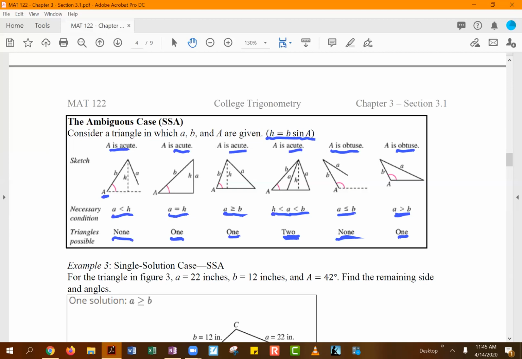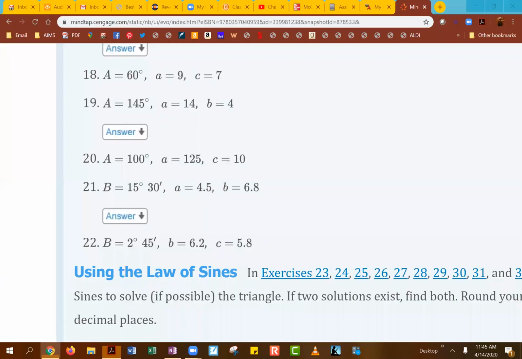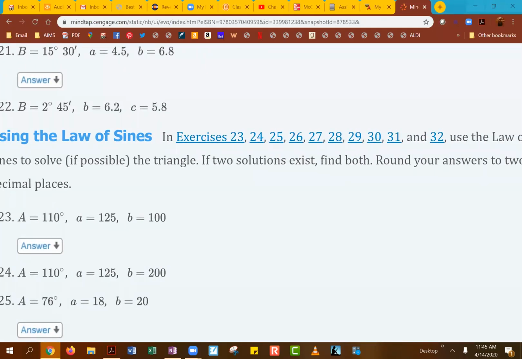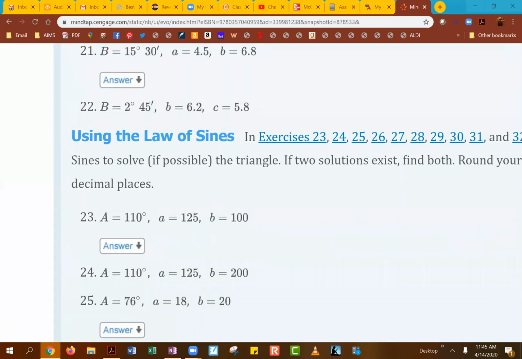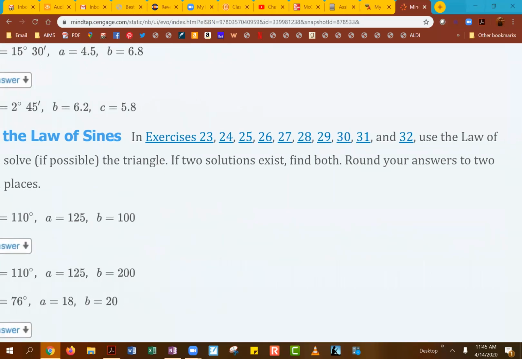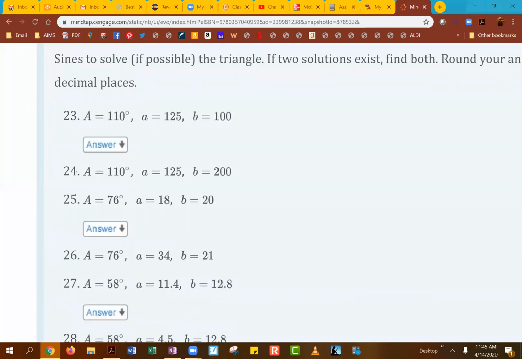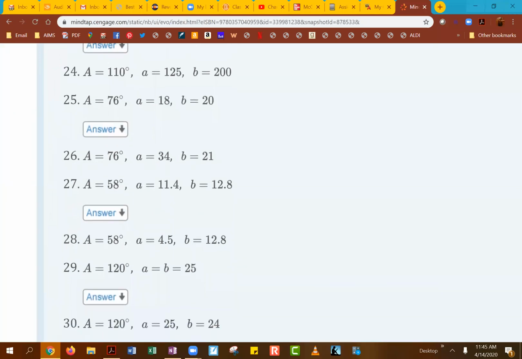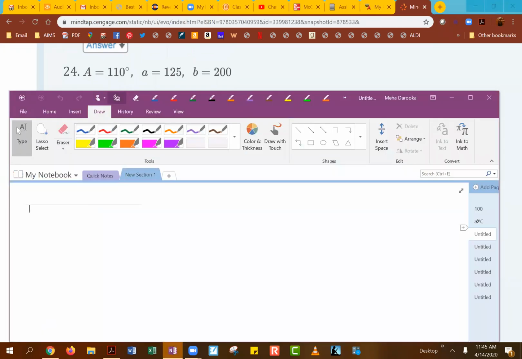So in some examples, we'll actually calculate that to see if one of these conditions is true, and based on that, we will know how many triangles we can come up with. So we're starting out with number 24 here. The instructions are: use law of sines to solve for the triangle if it's possible. If two solutions exist, find both, and of course round your answer to 2 decimal places. They're giving us one angle and two sides: 110 degrees for angle A, 125 and 200 for sides A and B.